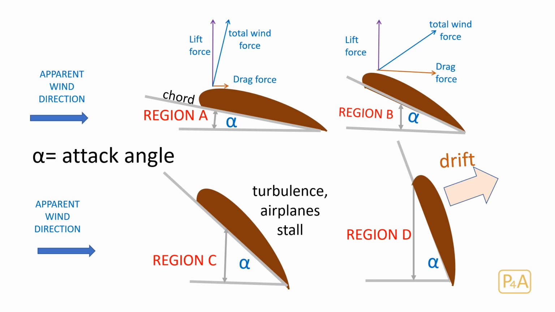Usually, the range of alpha is between 0 in region A, when the apparent wind is in the direction of the chord of the profile, and 90 degrees in region D, when the apparent wind is perpendicular to the chord. The actual boundaries between those regions depend on the shape of the profile. During Blackbird's run, most profiles of the propeller experience apparent winds that are coming from all those alpha regions.